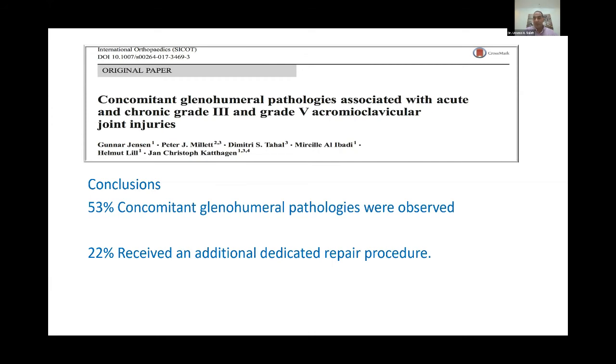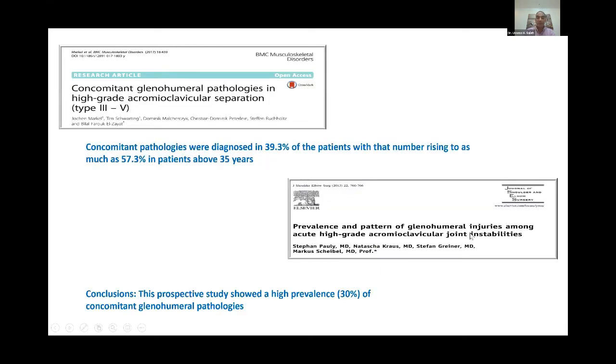And if you go to the literature and see what about this concomitant injury, you will find that many articles have been published on this subject, and the percentages differ, but at least this is one of the articles: 53% of the patients who have a high-grade acromioclavicular joint separation do have a concomitant glenohumeral pathology. It could be in the form of labral tear, long head of biceps tear, or subscapularis partial thickness or upper border subscapularis tear. And 22% of these patients do need a repair procedure for this glenohumeral pathology.